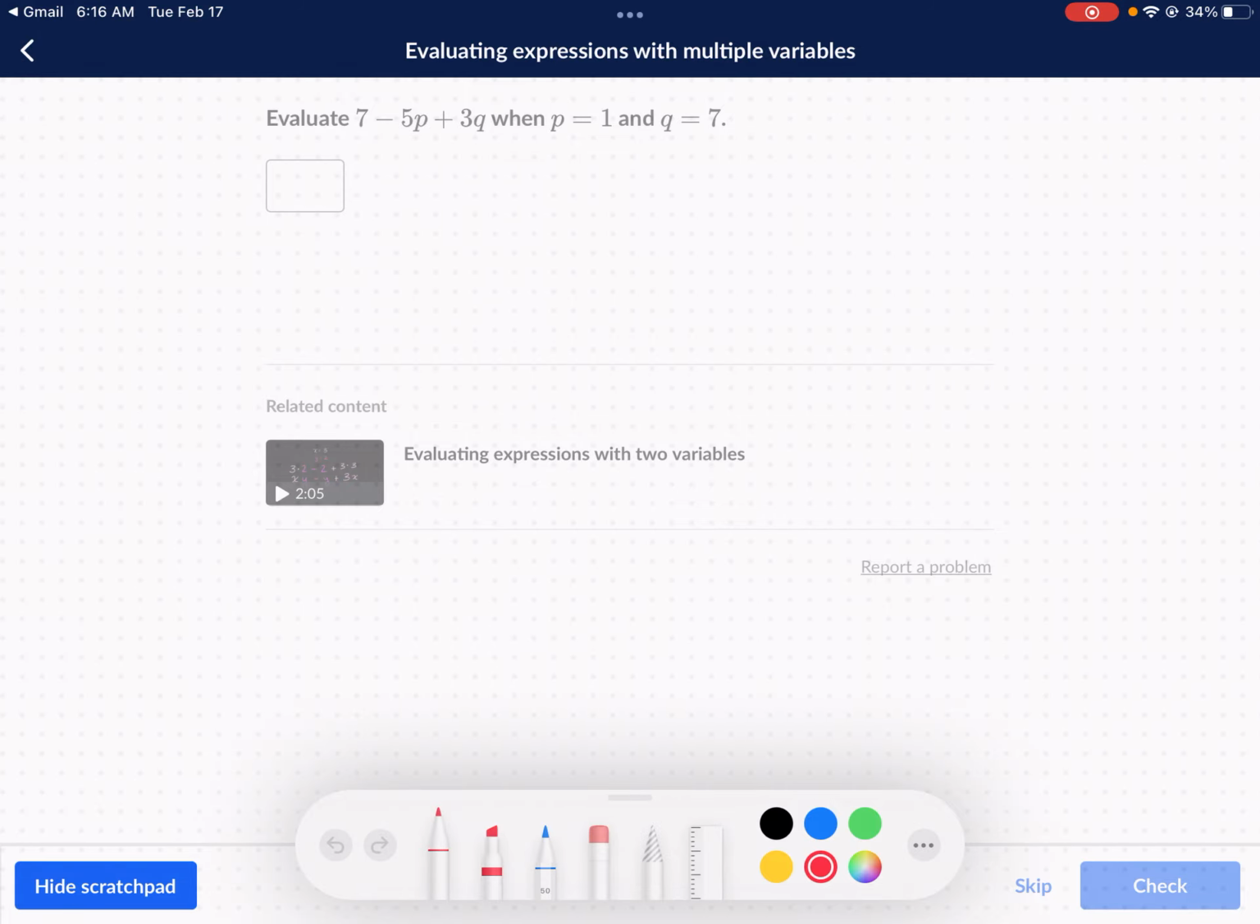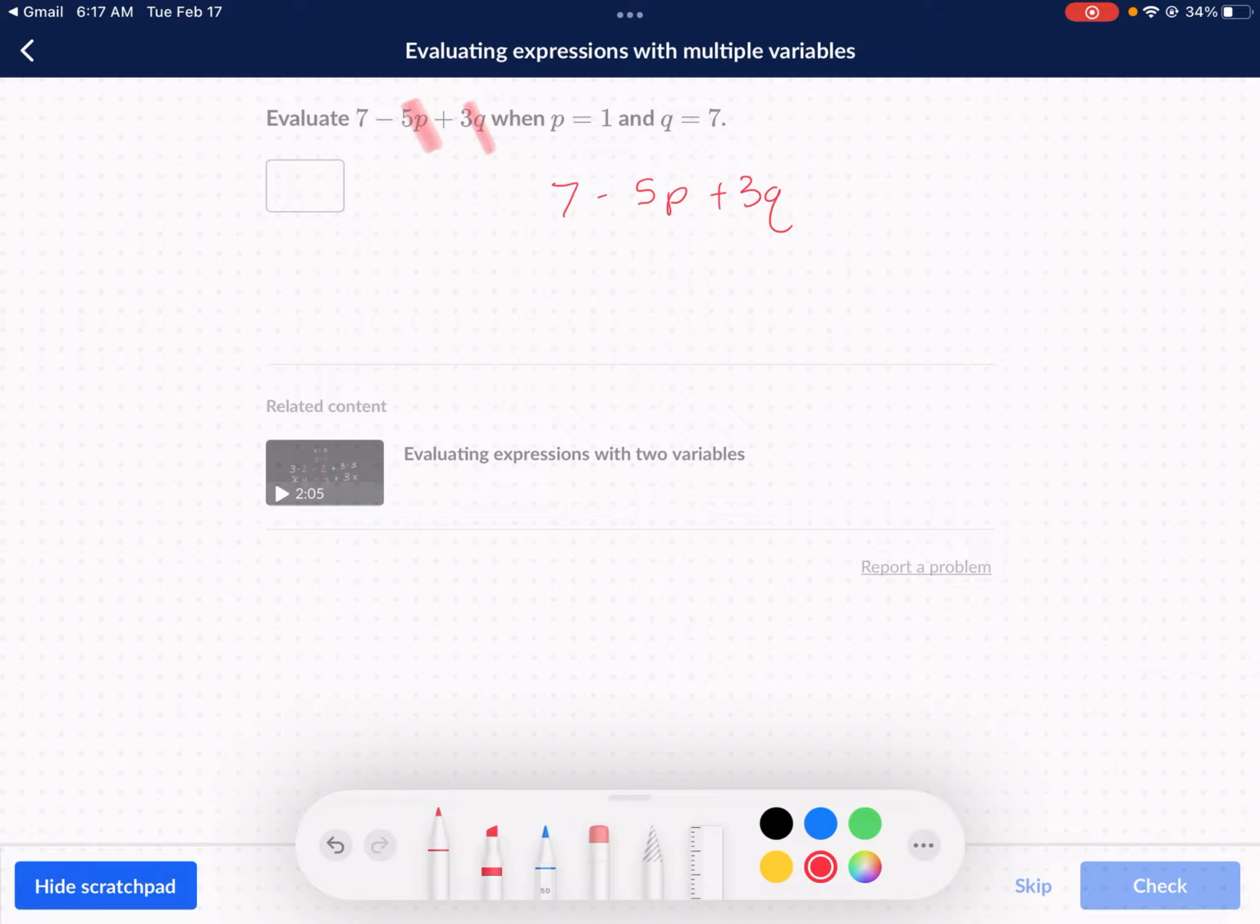So a couple things here. One, variables are unknown quantities, so if we're looking at p and q, they're unknown amounts. So by itself, there's nothing we can do with 7 minus 5p plus 3q. Nothing. It's just an unknown amount. We know that there's 7, and we're subtracting, and those are two unknown amounts.